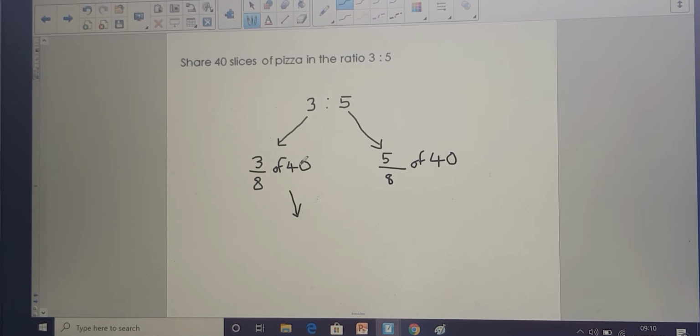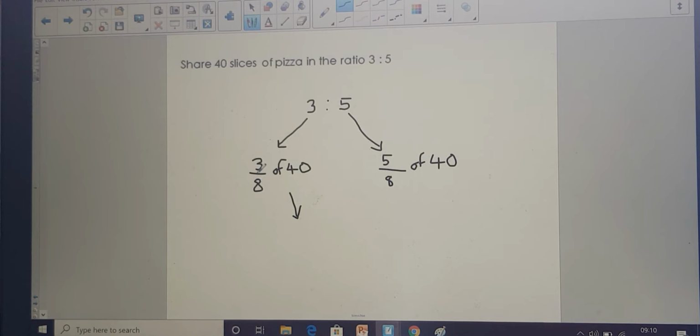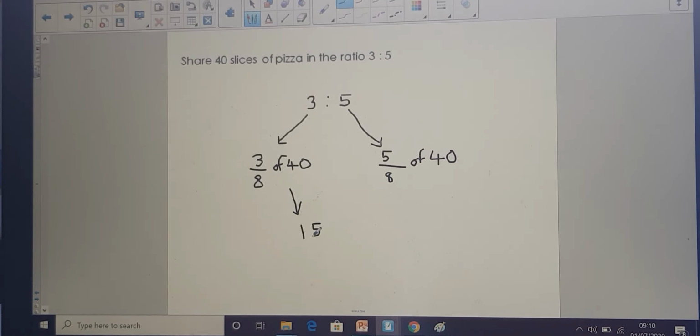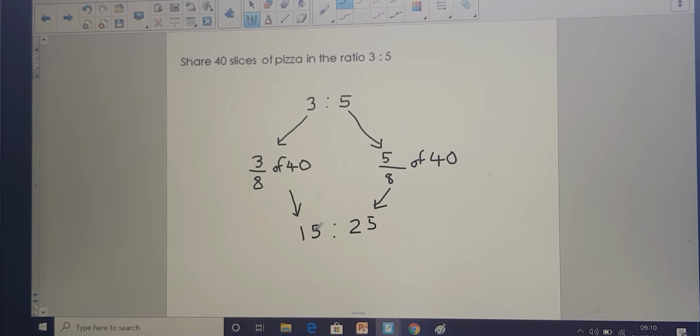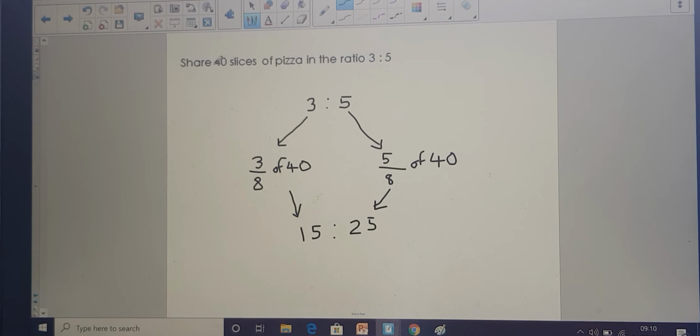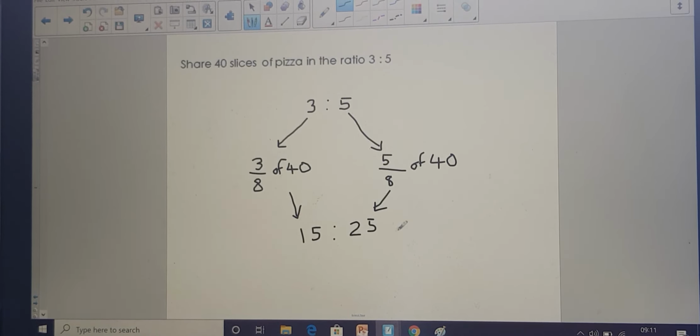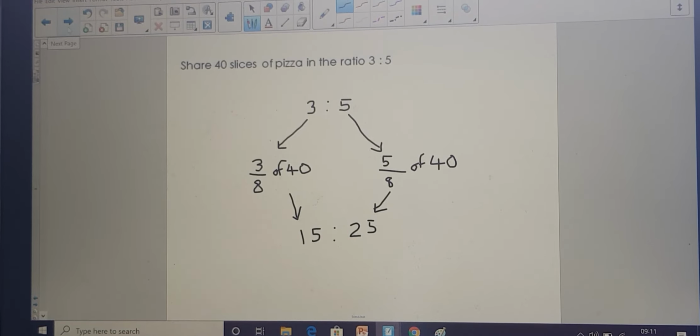So we've got 40 divided by 8, which gives me 5, times 3, which gives me 15. 40 divided by 8, which gives me 5, times 5, which gives me 25. Let me just do my checks. 15 add 25 gives me 40. Yep, that makes sense. And if I was to simplify this, it would simplify back to 3/5. So that's how we divide into a ratio.